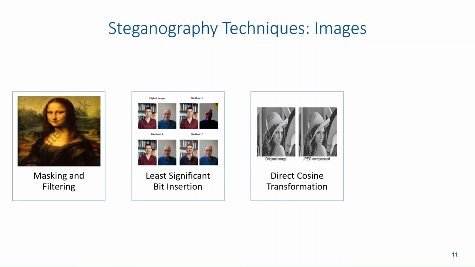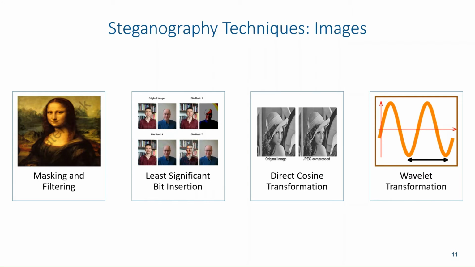The next technique is the discrete cosine transformation. Unlike the least significant bit insertion, it doesn't distort the image, but the subject does have some noise. And then the final technique is the wavelet transformation, where we're basically going to store high frequency details separate from low frequency. So here's an example of masking and filtering used inside of printers.